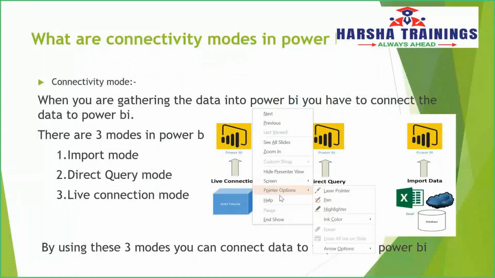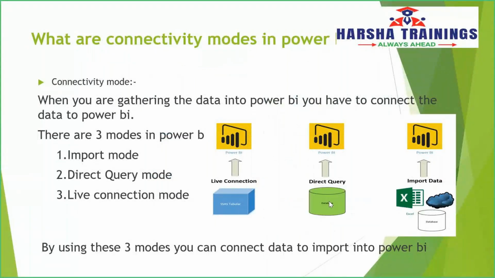We know that we need to get the data, but the data is not stored in our Power BI Desktop. Why? Because it's not a data storage tool. It is only a data visualization tool. But if we need to get the data from the data source, we need to give a connection between the data source and Power BI. For that, we have three types of connectivity modes: import mode, direct query mode, and live connection mode.